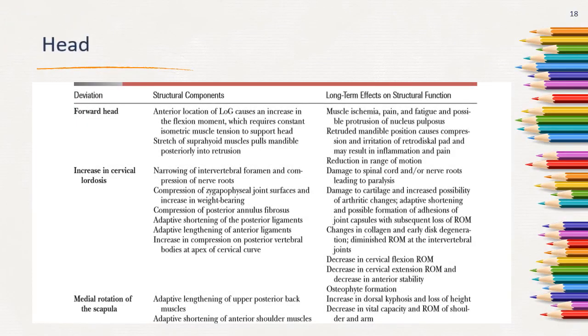Now let us see the deviations which take place in the head. First is forward head posture. As a result of the forward head posture, there will be an increase in the cervical lordosis, and as time goes on, that may lead to a medial rotation of the scapula. Let's have a quick look at the structures which undergo compressive or distractive force, and otherwise shortening or lengthening.